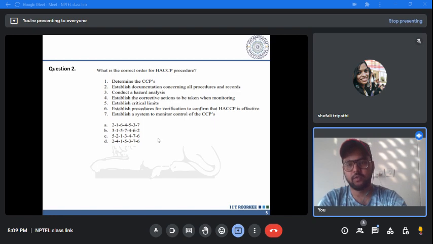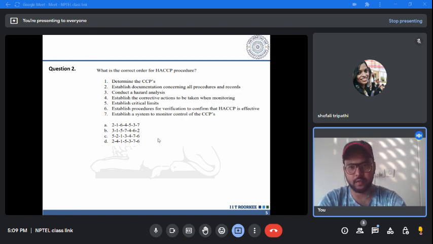Then question 2 is: what is the correct order for HACCP procedure? That is Hazard Analysis Critical Control Point. You might have heard of the HACCP procedure if you are from food or food production or any agricultural course. So you have to arrange them in the correct order.